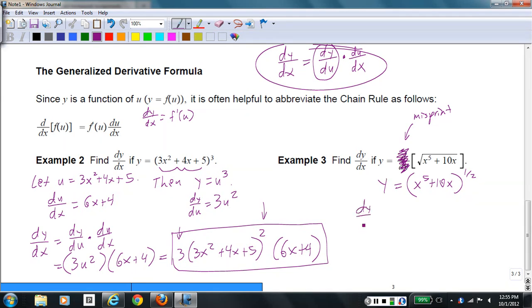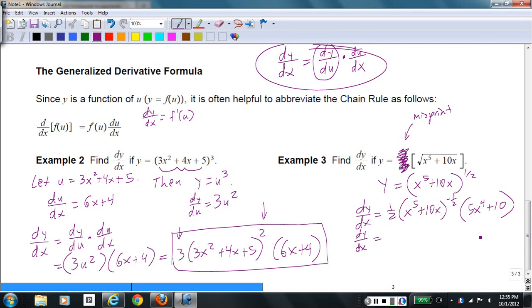So dy dx, without a lot of fanfare, equals 1/2 times (x to the 5th plus 10x) to the negative 1/2 times (5x to the 4th plus 10). Like that. We multiply by the derivative of what's inside the parentheses. And yes, probably I should write this in a little bit nicer form, factoring out the 5, and also, since it was given in terms of radicals, maybe I can write my final answer in terms of radicals. So let me try to clean this up a little more than I did the previous example.